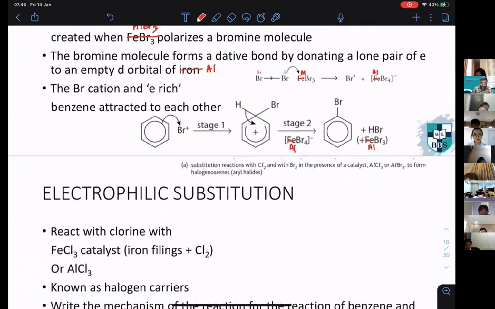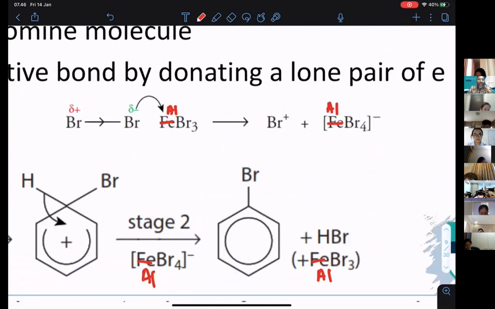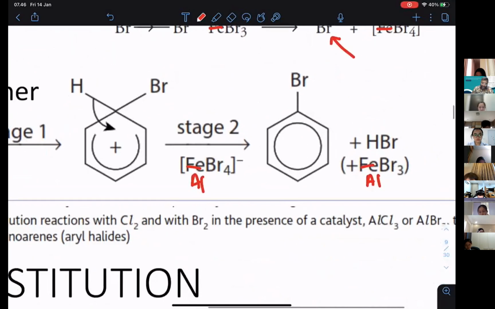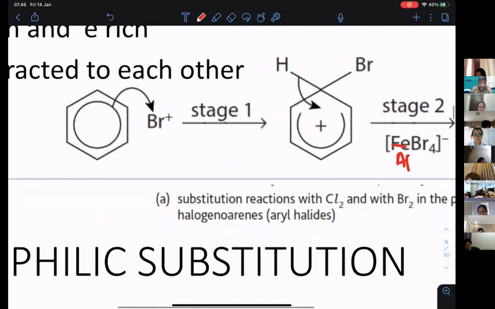But if you look at this mechanism, the first thing is they are trying to react with the catalyst to get the electrophile. And what the electrophile will do is attack the benzene ring. You see the movement of electrons is shown by the curly arrow, so you need to show it from the electrons themselves. So the curly arrow is moving from the benzene ring to the Br plus.